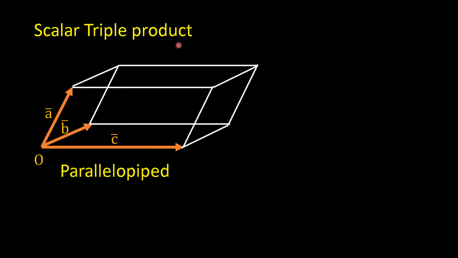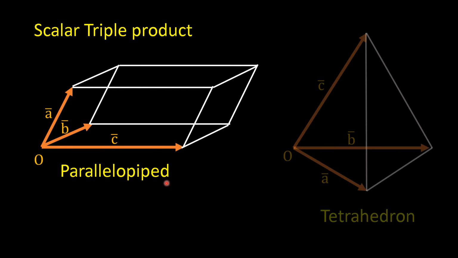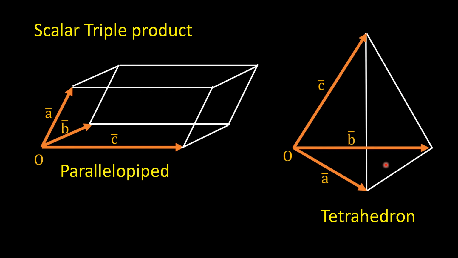In this video, we will understand what is a scalar triple product. Scalar triple product is useful in finding the volume of a parallelepiped and a tetrahedron whose coterminous edges are represented by three vectors a bar, b bar and c bar. It is also useful in deciding the coplanarity of three vectors a bar, b bar and c bar.